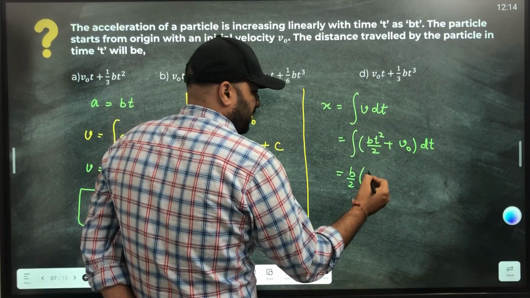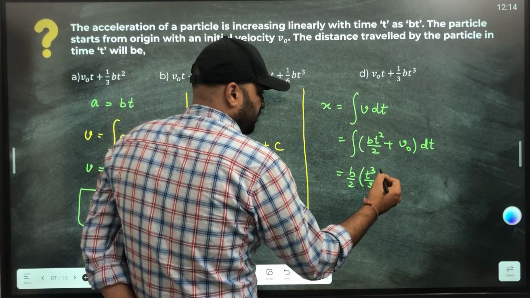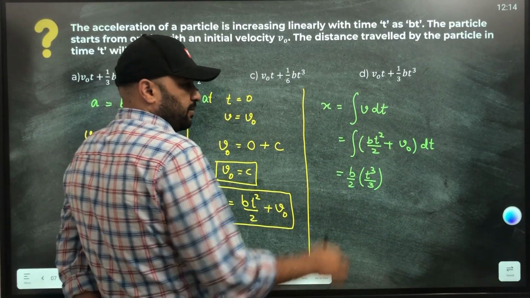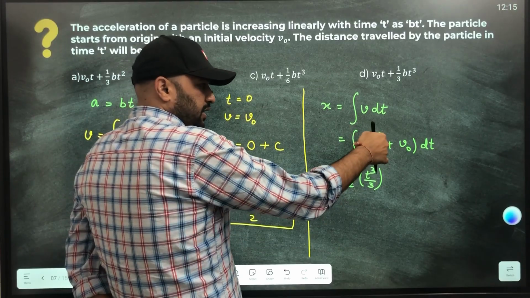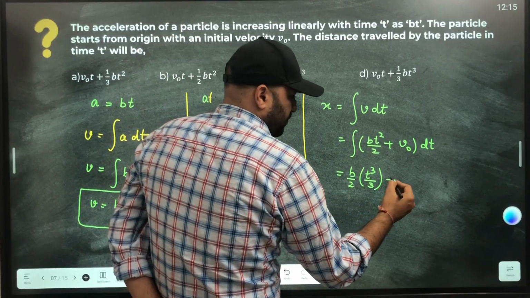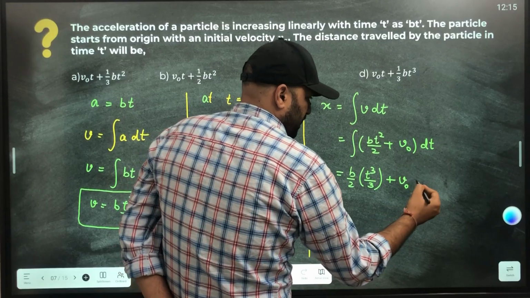Integration of t square will be t cube by 3, right? b by 2 is a constant taken out of the integral. t square is t cube by 3. Plus v naught is again a constant. Integration will give us t here.